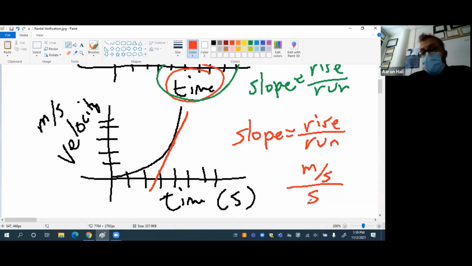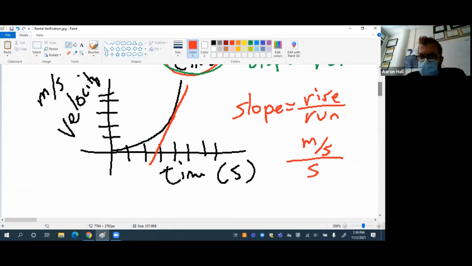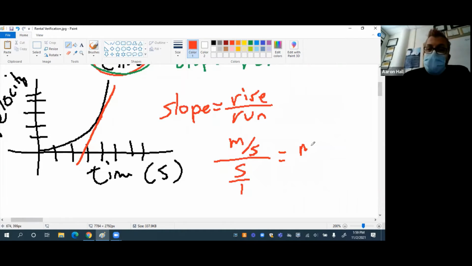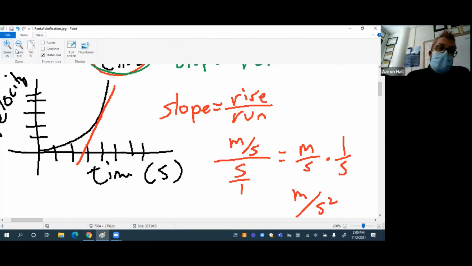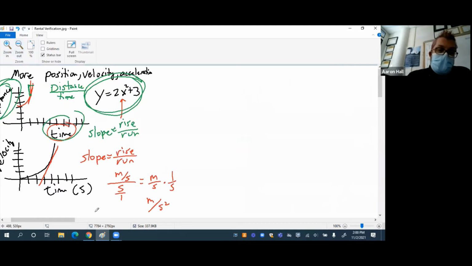And then we have a fraction divided by a fraction. Because s is always the same as s over 1, right? So what's the rule when we divide by fractions? Here's a tip: keep, change, flip. And so we have meters over seconds times 1 over seconds, which would give us meters per second squared, which is what? Acceleration. That gives us acceleration. This is the important part. This is the important connection.